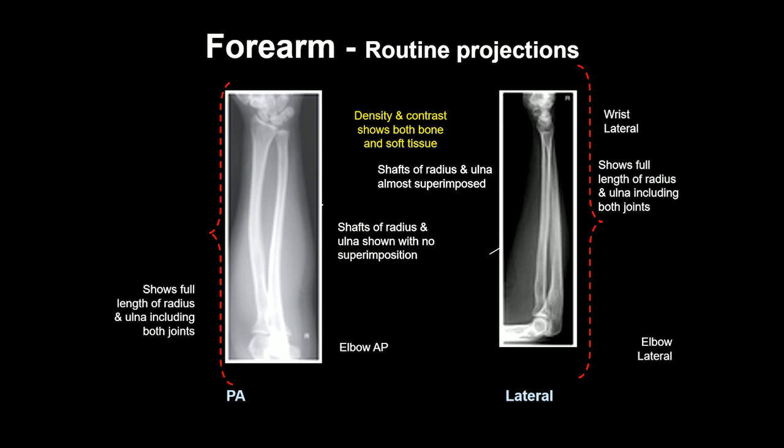With the forearm, you need to include the wrist as well as the elbow. The density and contrast should be such that you can see both the bone and the soft tissue. On the lateral view, the elbow should be in a complete lateral projection as well as the wrist, and the full length of the radius and ulna should be included. With your long bones, always show both of the joints above and below.